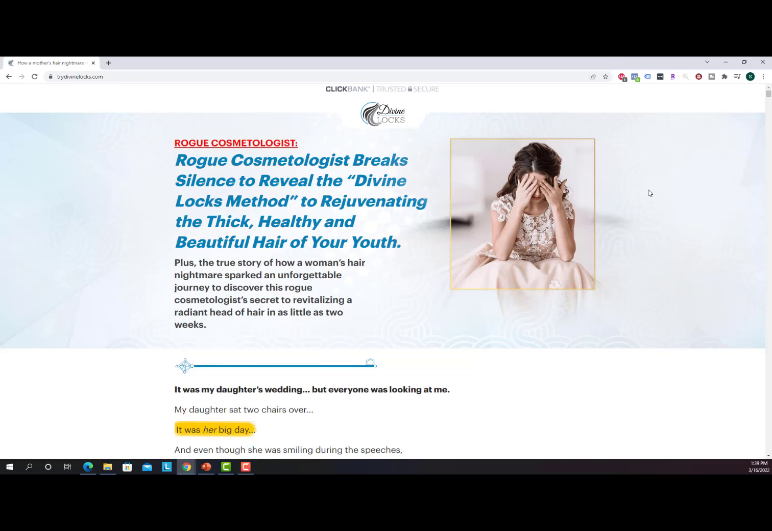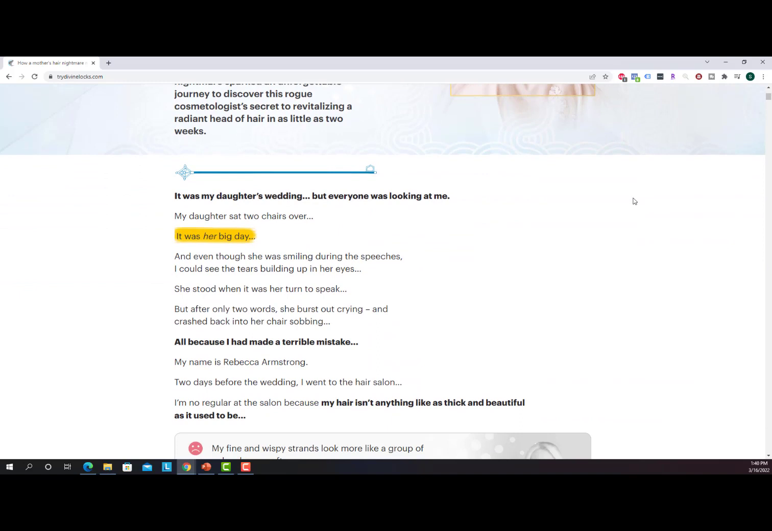Plus the true story of how a woman's hair nightmare sparked an unforgettable journey to discover this rogue cosmetologist's secret to revitalizing a radiant head of hair in as little as 2 weeks. So you can see here that you've got a story in the subheadline. And it starts off, as any good story lead does, in the middle of the action. It was my daughter's wedding, but everyone was looking at me. My daughter sat 2 chairs over. It was her big day. And even though she was smiling during the speeches, I could see the tears building up in her eyes.